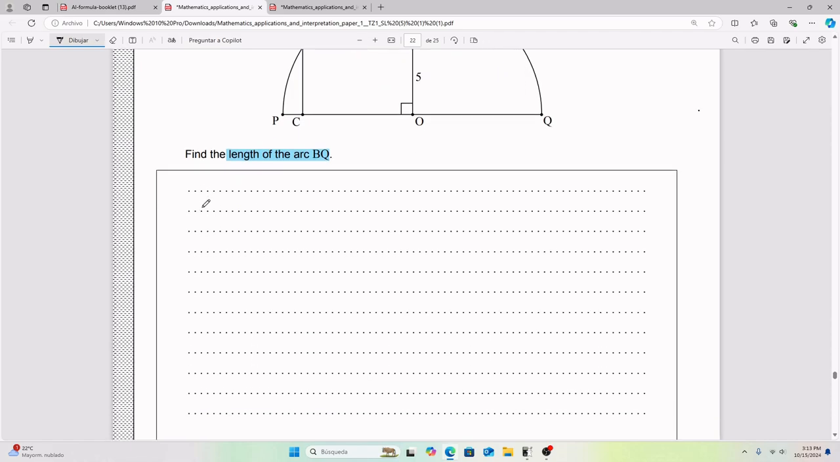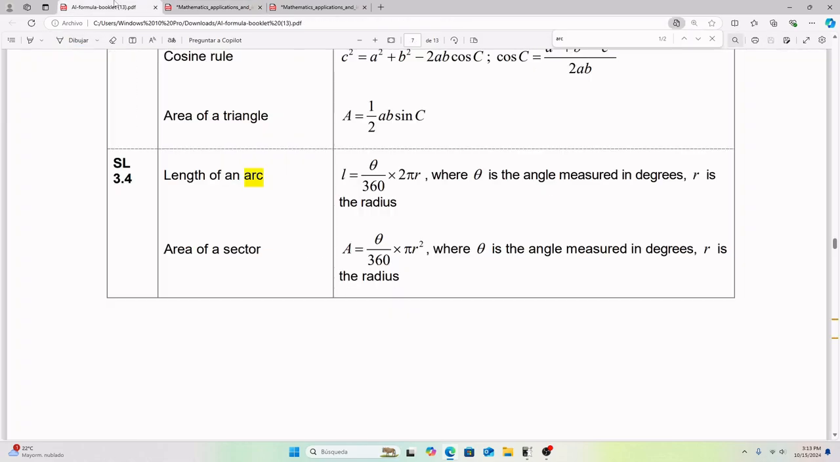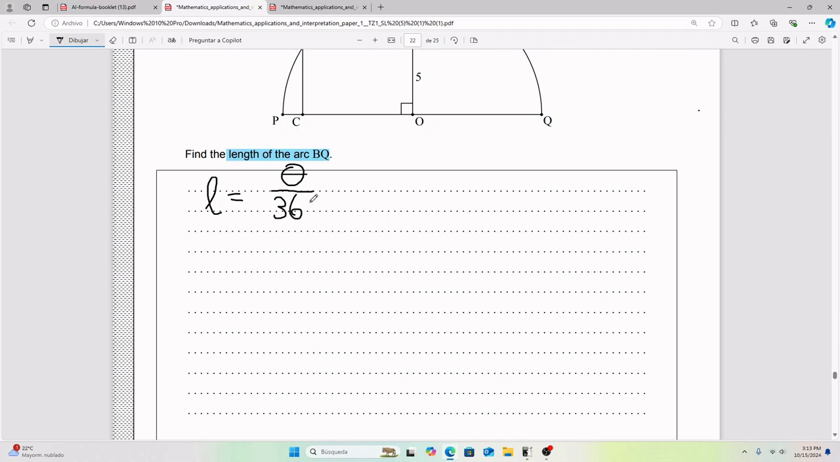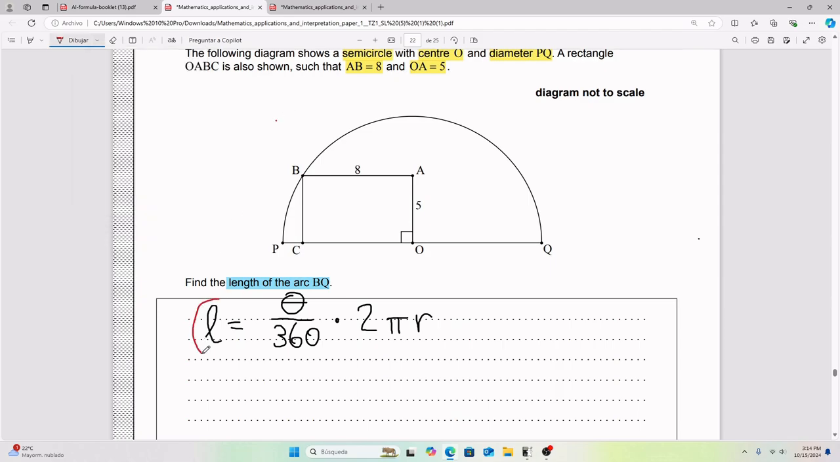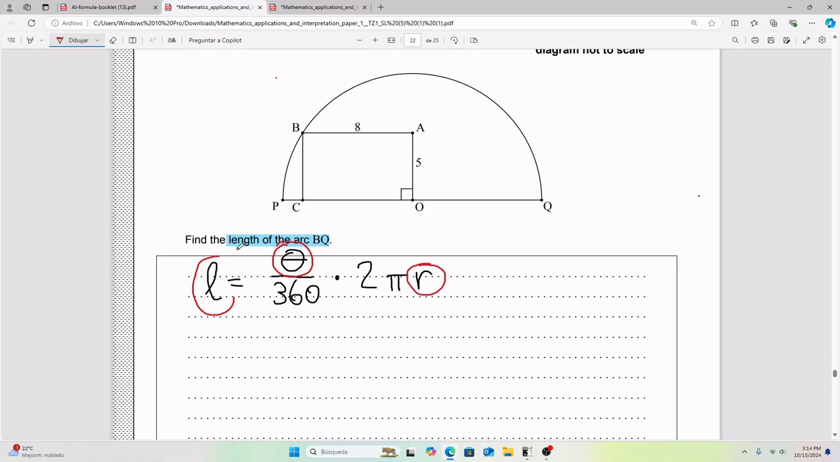Following the formula booklet, length L of an arc is going to be theta, which is the angle facing my arc, divided by 360 times 2 pi r. So technically from here you have three variables: L for length, theta for angle, and r for radius. Because you need to find the length of arc BQ, I can leave length by itself, and I need to find the angle and I need to find r.